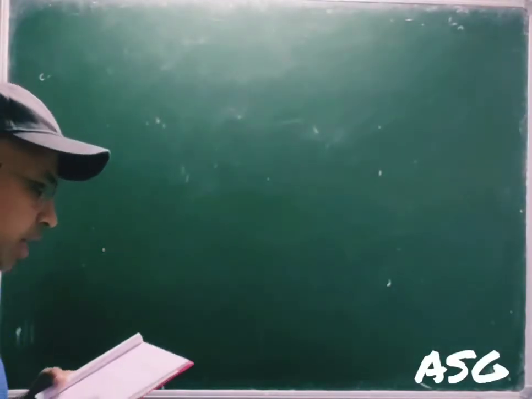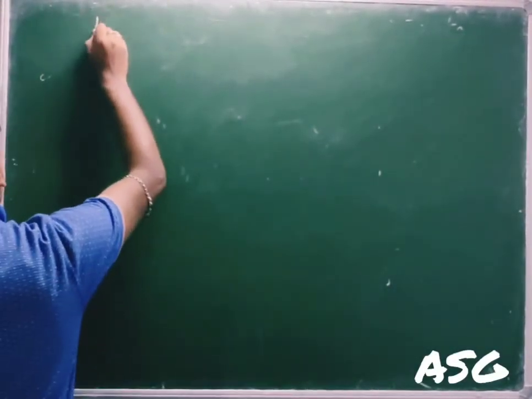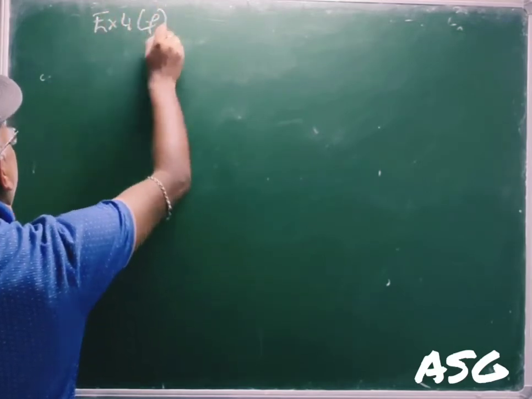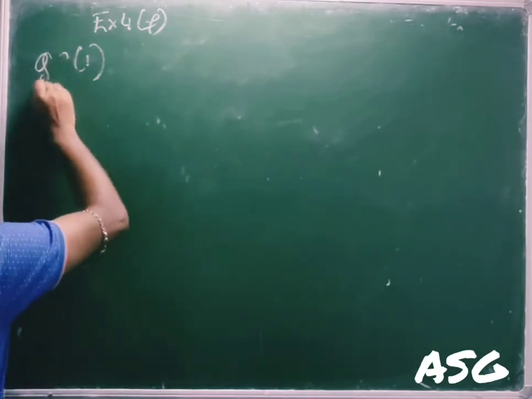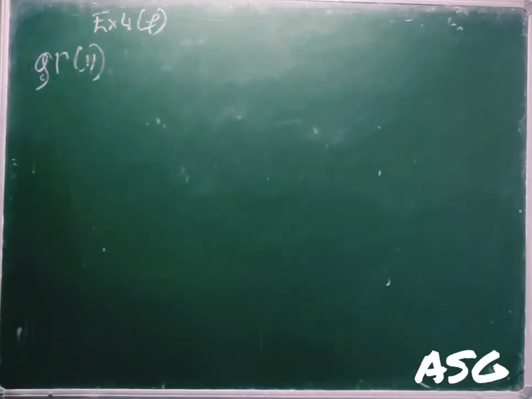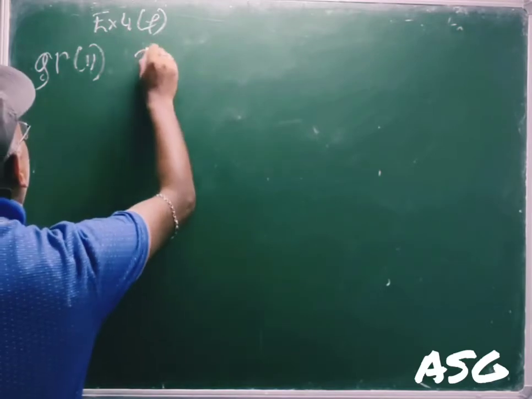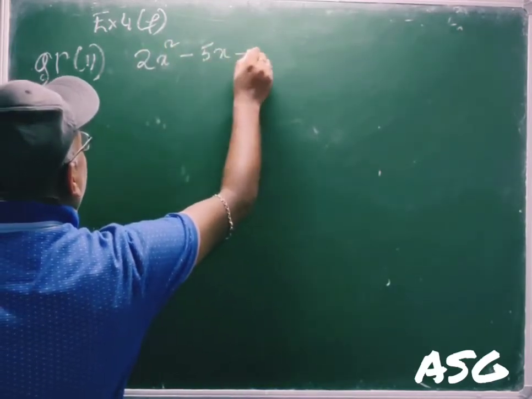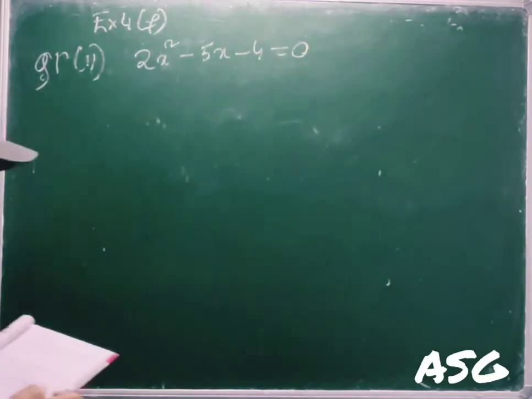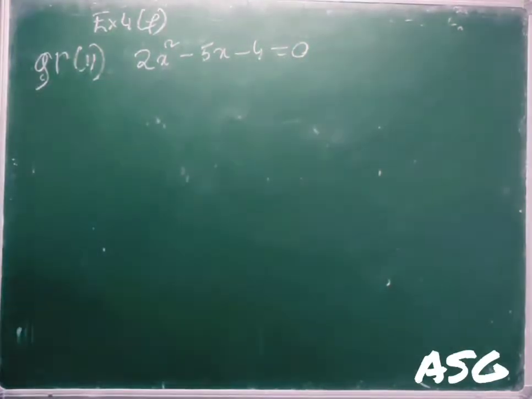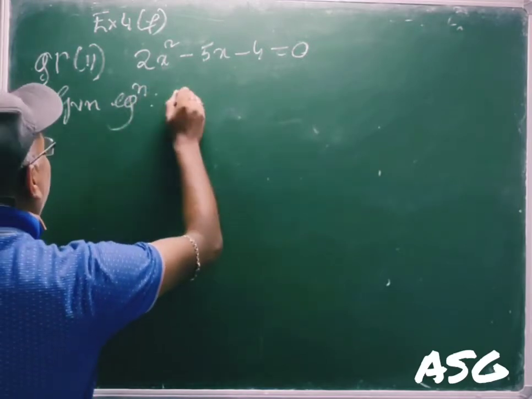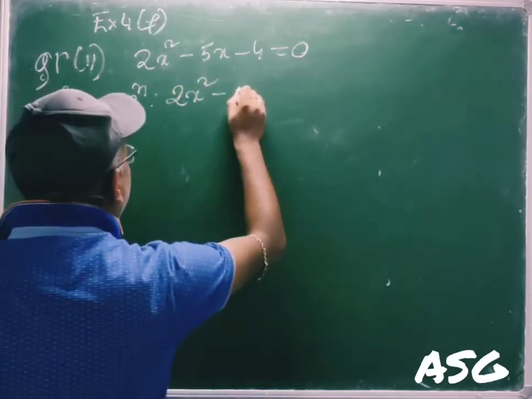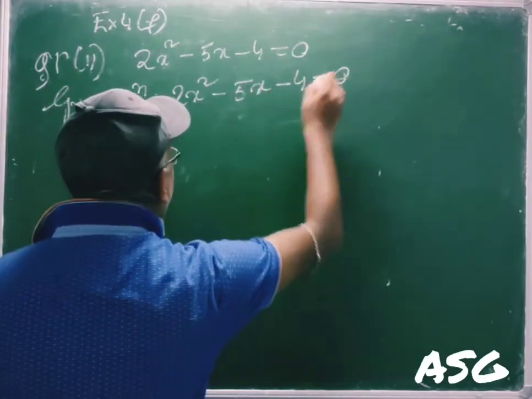The first question says you have to find the nature of the roots of a quadratic equation, which is Exercise 4F, question number 1, Roman 2. The question says 2x square minus 5x minus 4 equal to 0. Find the nature of the roots of this quadratic equation. Always write like this: given equation, whatever be the given equation, write that. 2x square minus 5x minus 4 equal to 0.